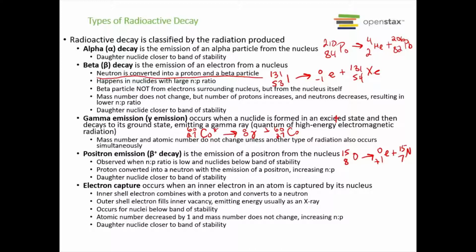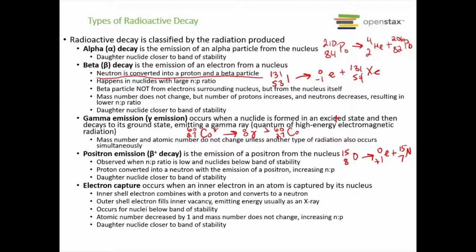This tends to occur for nuclei below the band of stability, and it decreases your atomic number by 1 and does not change your mass number. So this is increasing your neutron to proton ratio, and you end up with a daughter nuclide closer to the band of stability.